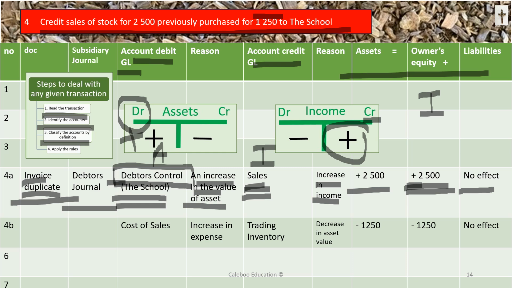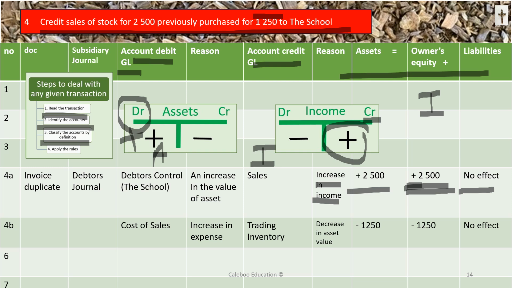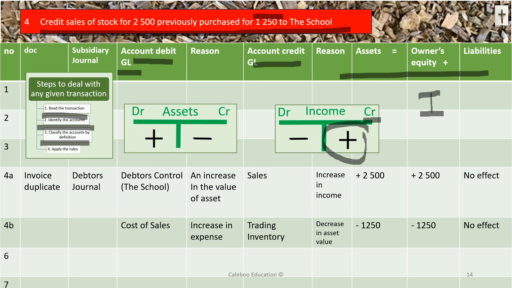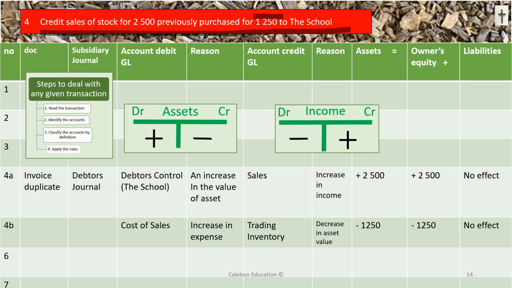Now, this is not the whole story. That is part A of a sale. Record the sale. But when we make a sale, there is always a second part to the transaction. Because what happened here was, and let me clean this up quickly, a sale was made, stock was sold for 2,500, but the stock has been delivered and it has left the offices of Calibu Education. So we don't have the same amount of stock on hand anymore.